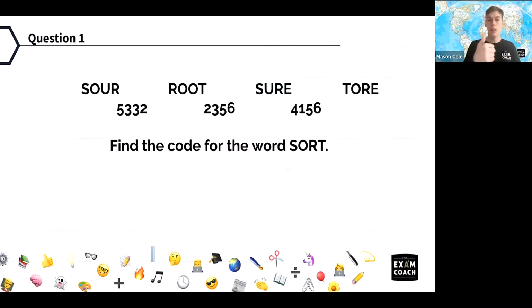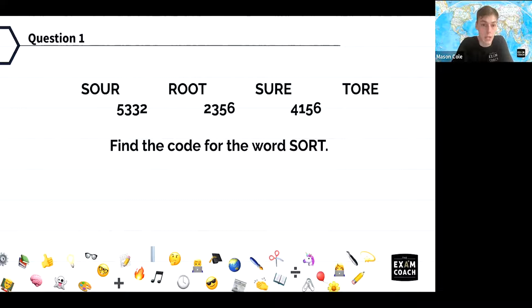4 words: sour, root, sure, poor. What you need to do is find the code for the word sort. You also have 3 codes there: 5332, 2356, 4156. What you're going to do is essentially a process of elimination. You have to find the correct word which matches with a code, and then you are going to find sort using that code.